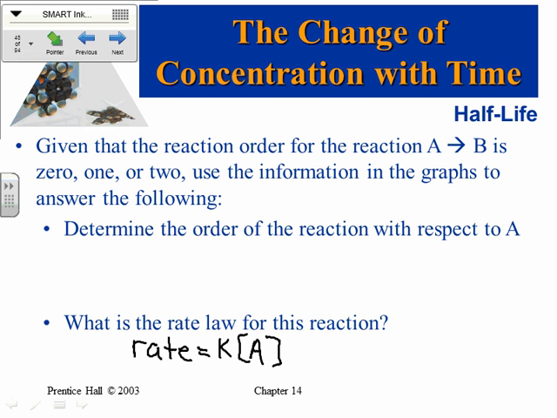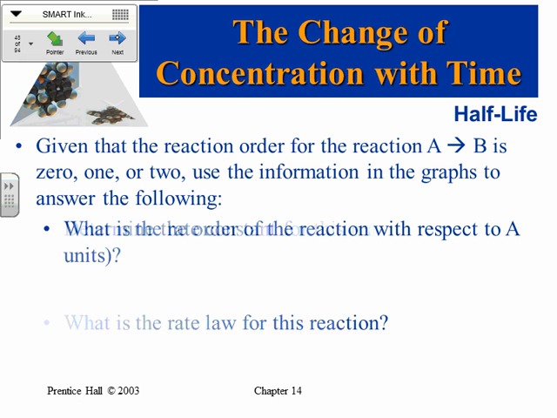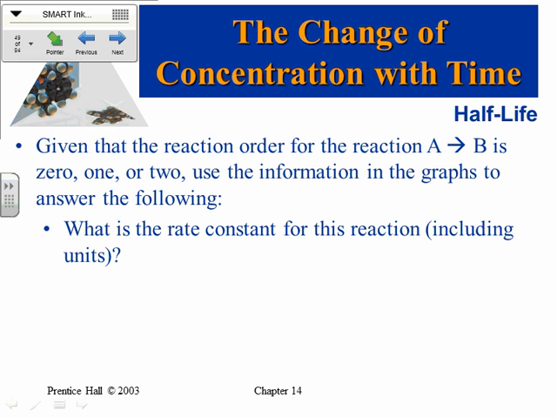And if it had been a zero order reaction, then we wouldn't have put the concentration of A in the rate law at all. It would have just been rate is equal to K, the rate constant, because the concentration doesn't affect the rate in a zero order reaction.